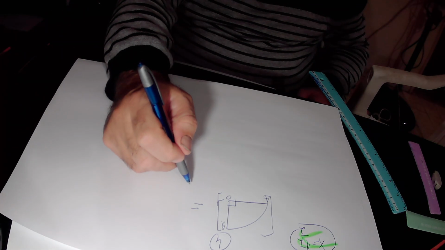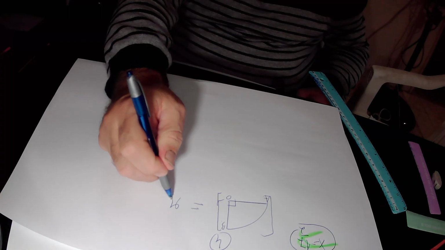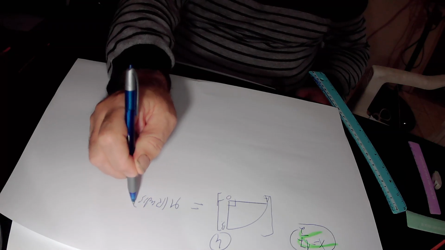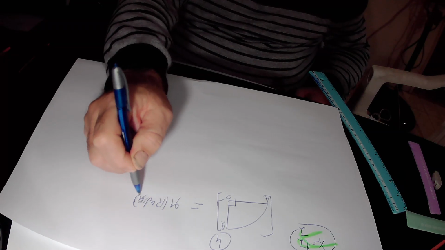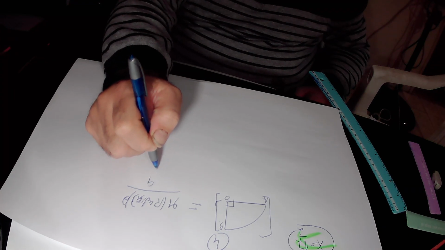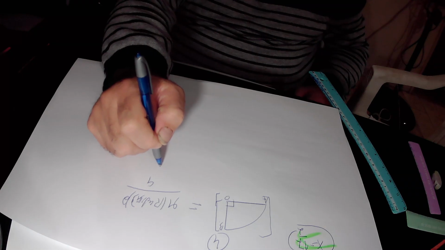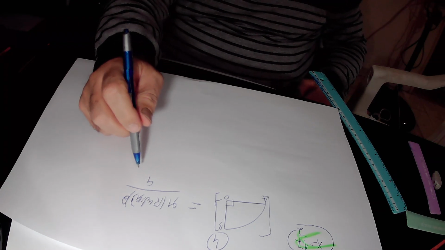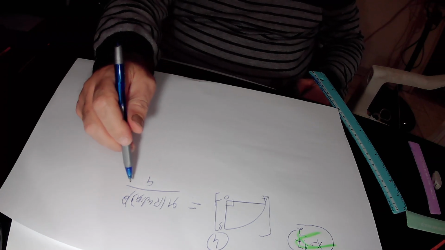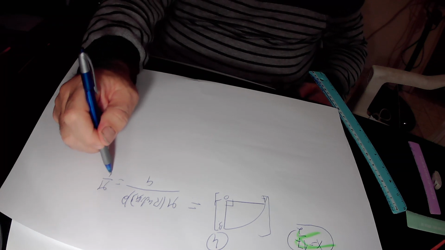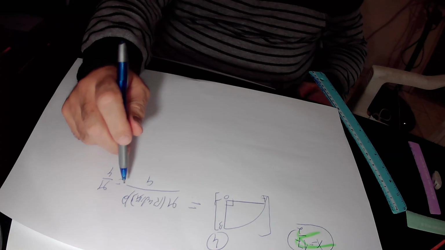Actually, the area of any quarter circle equals pi times the radius of the circle squared over 4. Why? Because a quarter circle is 1/4 of a circle. So if the area of the circle is pi times the radius squared, then the area of the quarter circle must be pi times the radius squared over 4. So it is pi over 4 times the radius of the circle squared.